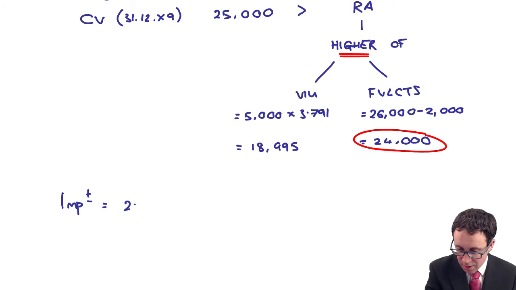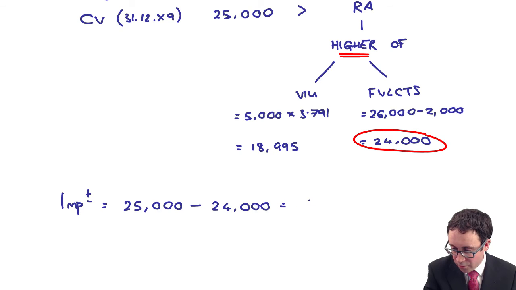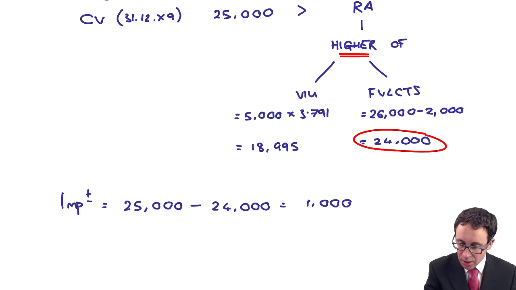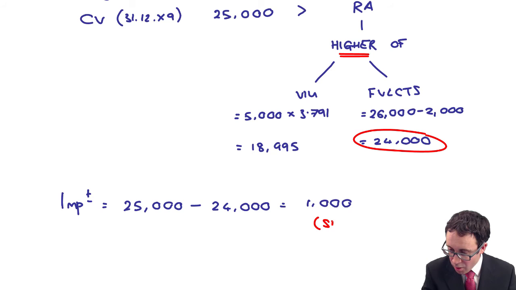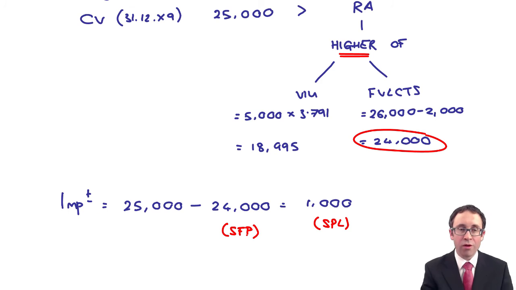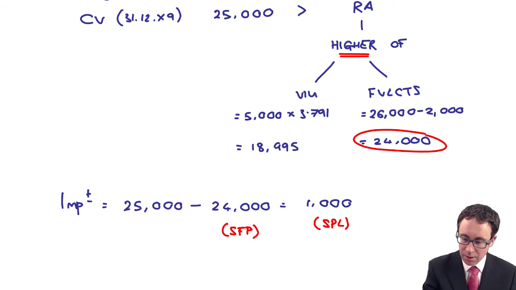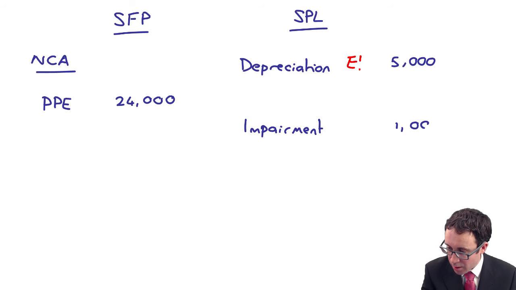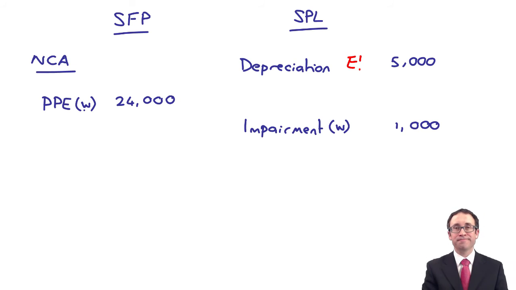That impairment needs to take the asset down from the 25 to the 24, which gives me 1,000. Okay. So what we have now is that 1,000 is the impairment in the statement of profit or loss. And the 24,000 is now the value in the statement of financial position. So if we go back to our pro forma, PPE is 24,000. The impairment is there as 1,000. Okay, there we go.